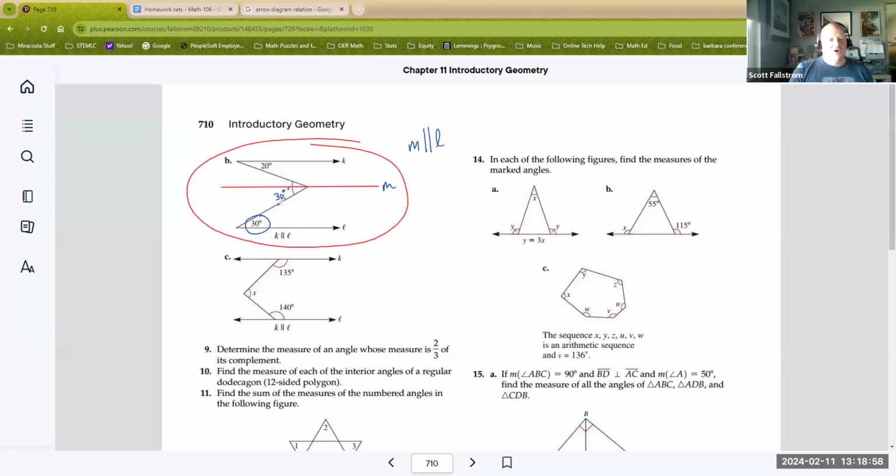I know those are corresponding, alternate interior angles, actually alternate interior angles. Right, so I know this part right here is 30 degrees. And then go up top and say, well, wait a minute. What about K? K is parallel to M. So this angle here would be alternate interior to this angle. So you might have a way of doing this where you don't have to do too much.